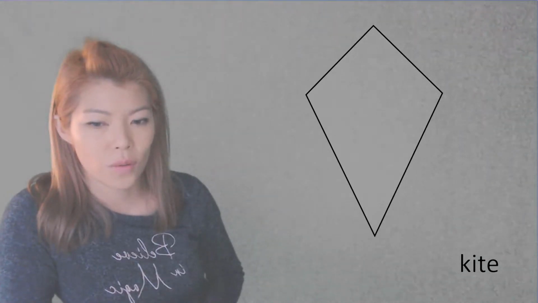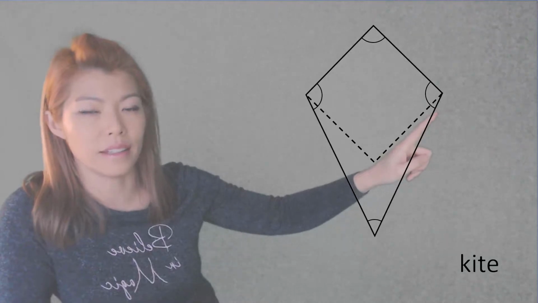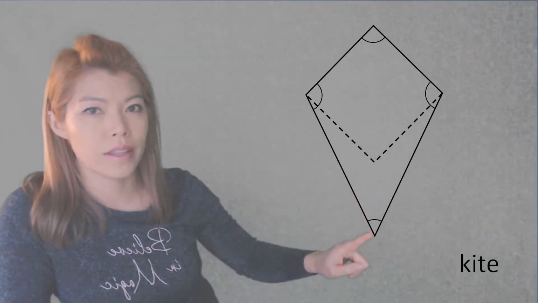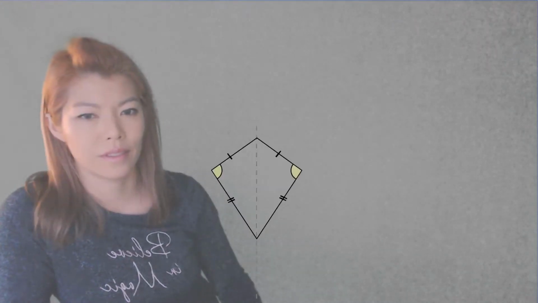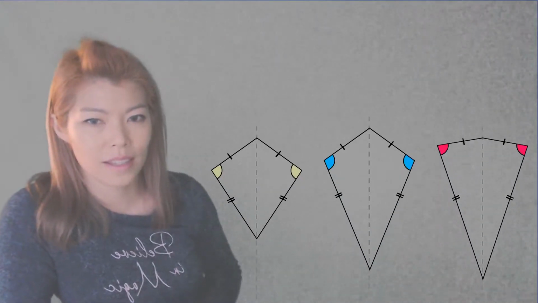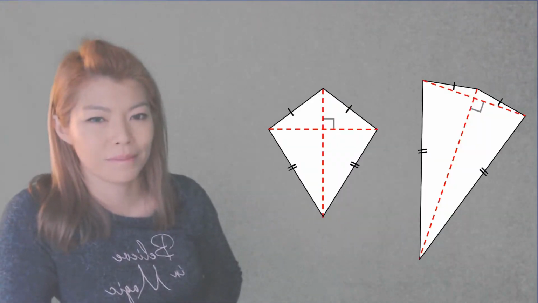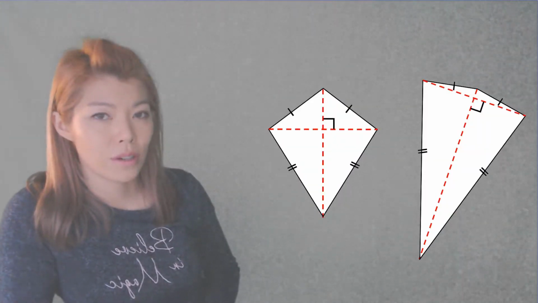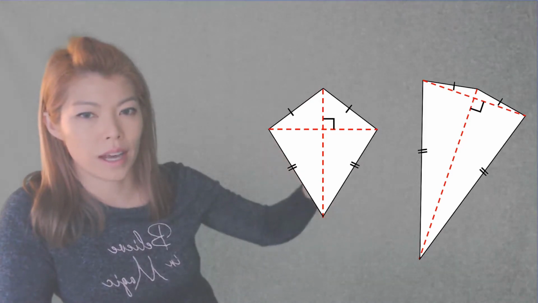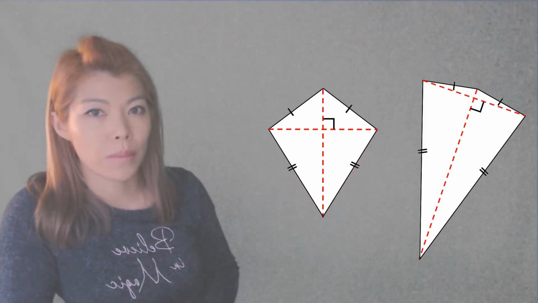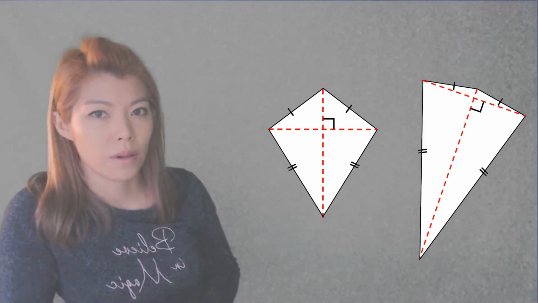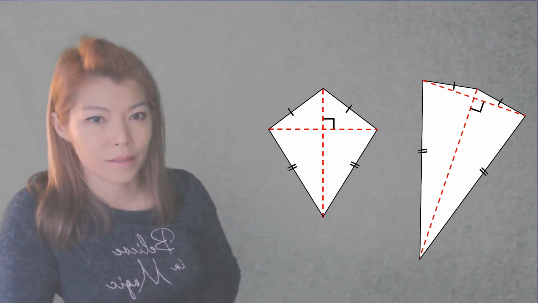We get a kite. And we notice that when we did that, the two angles on the side became bigger than the 90 degrees, but the angle in the middle became narrower or smaller. Here's three sets of kites to show you that these two angles are always matching. Kites are symmetrical and the diagonals, the red lines here, are always perpendicular to each other, or in other words, they always form 90 degrees.